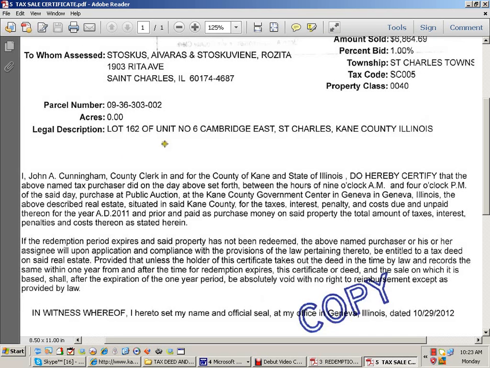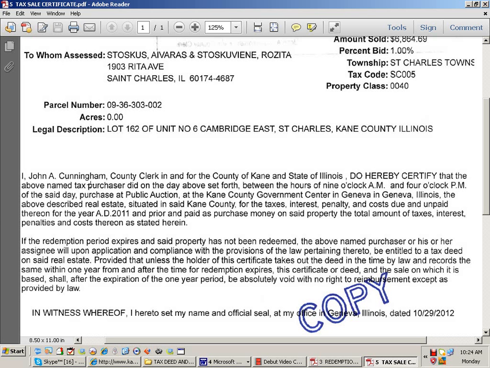Okay, so I'm going to read these couple of paragraphs because they're interesting. I, John A. Cunningham, County Clerk, in and for the County of Kane and State of Illinois. So he's the County Clerk for the County of Kane and the State of Illinois. Go figure. Do hereby certify that the above named tax purchaser did on the day above set forth, between the hours of 9 and 4 on the said day, purchase at public auction at, now pay attention to this, at the Kane County Government Center in Geneva, Illinois. What's the name of the center? It's the Kane County Government Center in Geneva, Illinois.